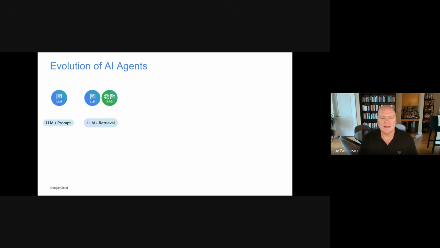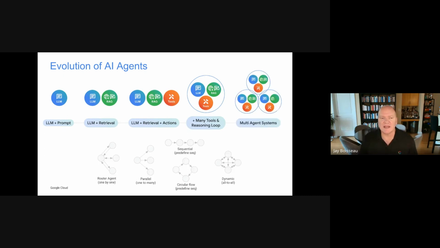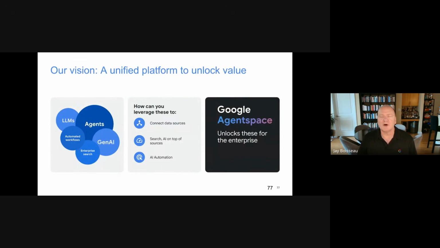We're moving from LLM plus prompt to LLM plus retrieval, as you saw in that video, to LLM plus retrieval and actions, adding many tools into a reasoning loop and building multi-agent systems. This is going to be incredibly powerful. We're at the very beginning of these multi-agent systems, but increasingly you'll be able to run your company or organization or lab or workflows with these multi-agent systems.